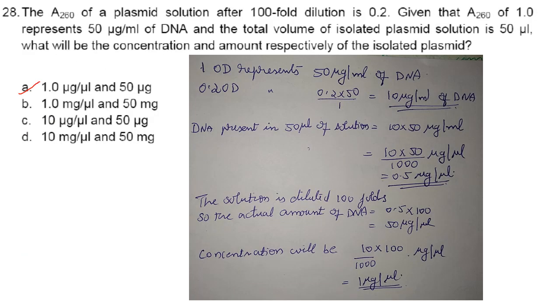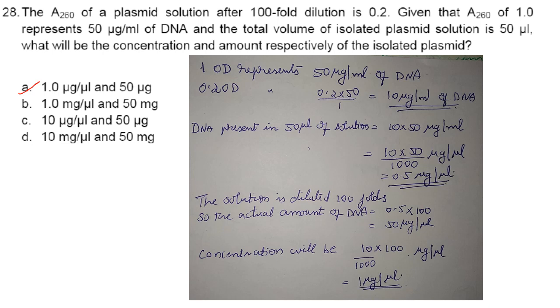Then, the A260 of a plasmid solution after 100-fold dilution is 0.2. Given that A260 of 1 represents 50 microgram per ml of DNA and the total volume of isolated plasmid solution is 50 microliter, what will be the concentration and the amount respectively of the isolated plasmid? So 1 OD represents 50 microgram per ml of DNA. So 0.2 OD represents 0.2 into 50 divided by 1, that is 10 microgram per ml of DNA.